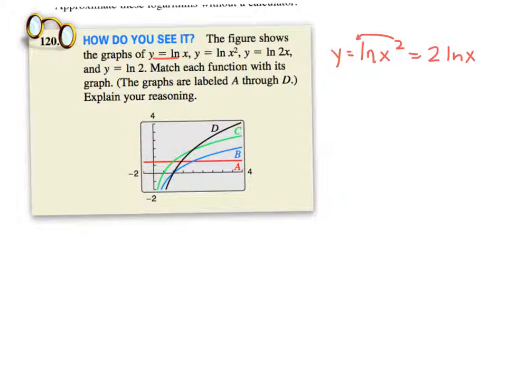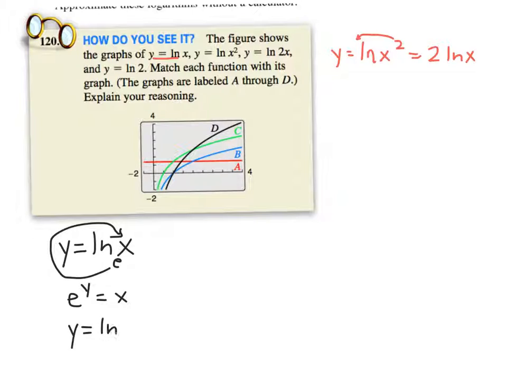Now, I know that y equal ln x, base e, is saying e to the y is x. So I know that when x is 1, y equal ln of 1 is saying e to what power is 1, y would be 0. So I have the ordered pair 1, 0. That's the common point. And 1, 0 is this point right here. So I'm going to say y equal ln x is either b or d.